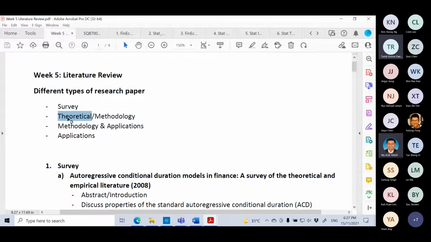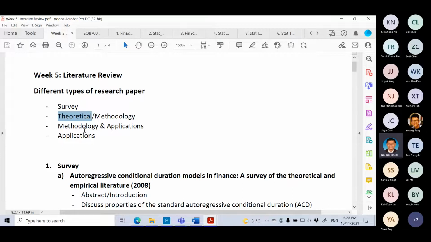This type of paper is theoretical and methodological. What I mean by theoretical is that they have derived a lot of theorems, and these are also linked together with the methods. Some journal papers talk about their methods. Of course, all journal papers have their methodology. They talk about their methodology.